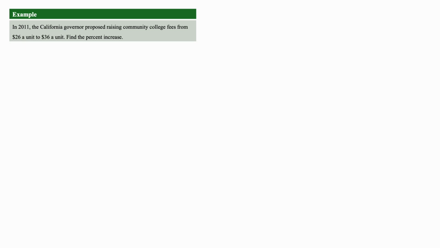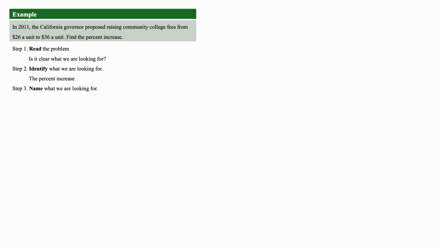Let's take a look at an example. In 2011, the governor of California proposed raising community college fees from $26 a unit to $36 a unit. Find the percent increase. So let's read the problem and make sure that it is clear what we are looking for. Now let's identify what we are looking for, which is obviously the percent increase. Then let's name what we are looking for, and we'll do that by letting P equal the percent, also known as the percent increase. And then we translate this into an equation, noting that the new amount minus the original amount is equal to the increase. So we do 36 minus 26 equals 10.